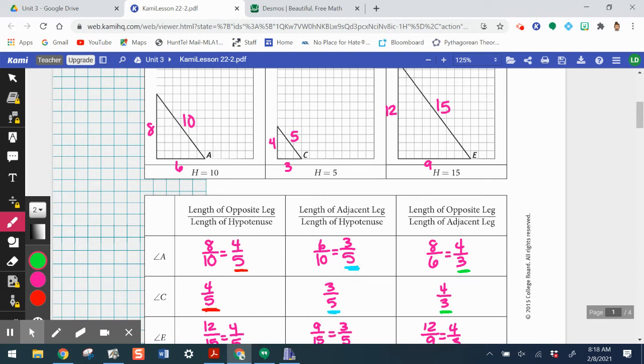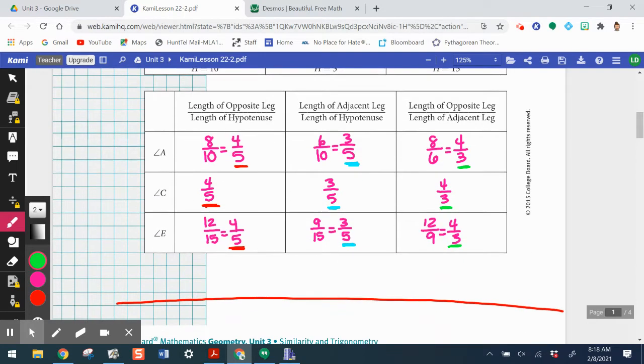And of course, we reduced that to 3/5. And then last, we took the length of the opposite leg, which we've already established is 8, and compared it to the length of the adjacent leg, which is 6. And then we noticed as we started doing that for each angle, that these ratios started to be equivalent. And again, the main reason they are equivalent is because they're similar triangles, and similar triangles have corresponding sides that are proportional.